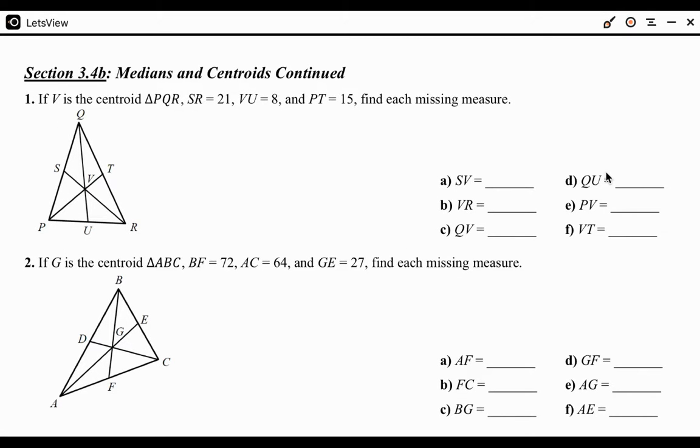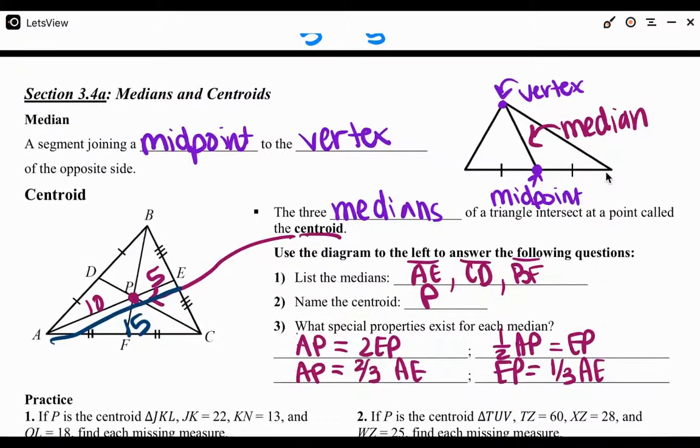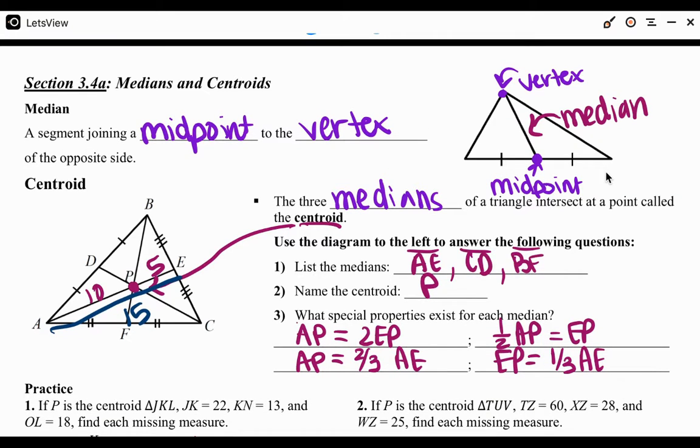Okay, this is section 3.4b, medians, centroids continued. So remember with our median and our centroid, all these properties exist. So we have to worry about these relationships.